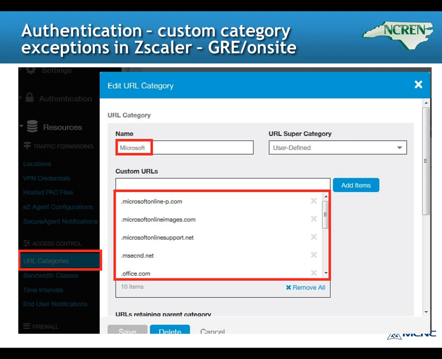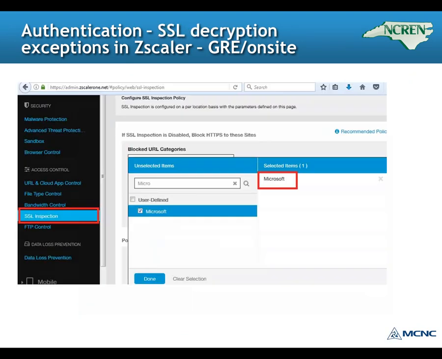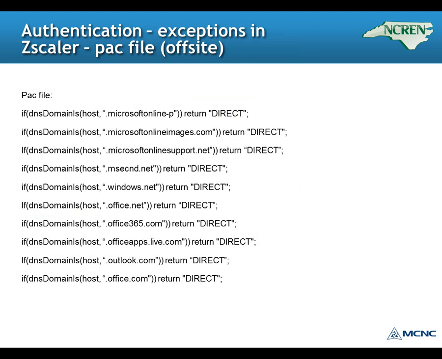Okay? So we create a custom list in Zscaler. In this case, we just called it Microsoft. We list our 10 sites. We save and we activate. And under Administration, Advanced Settings, we exempt our Microsoft list from authentication. And we also exclude our Microsoft list from SSL decryption under Policy, SSL Inspection. And of course, we save and we activate this.